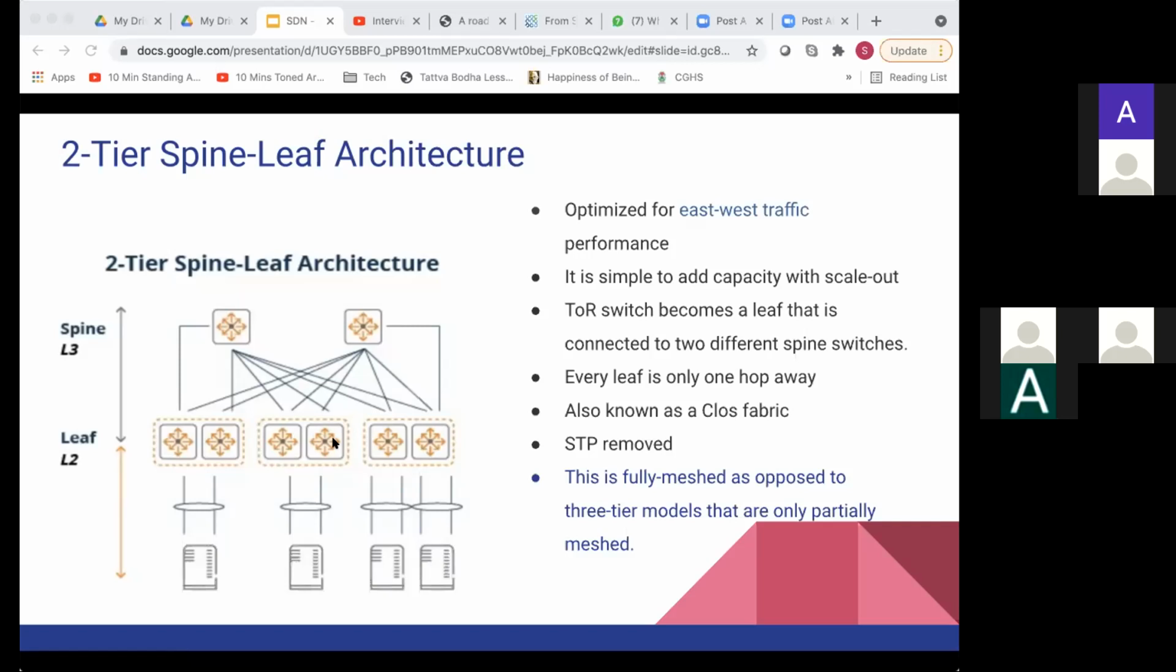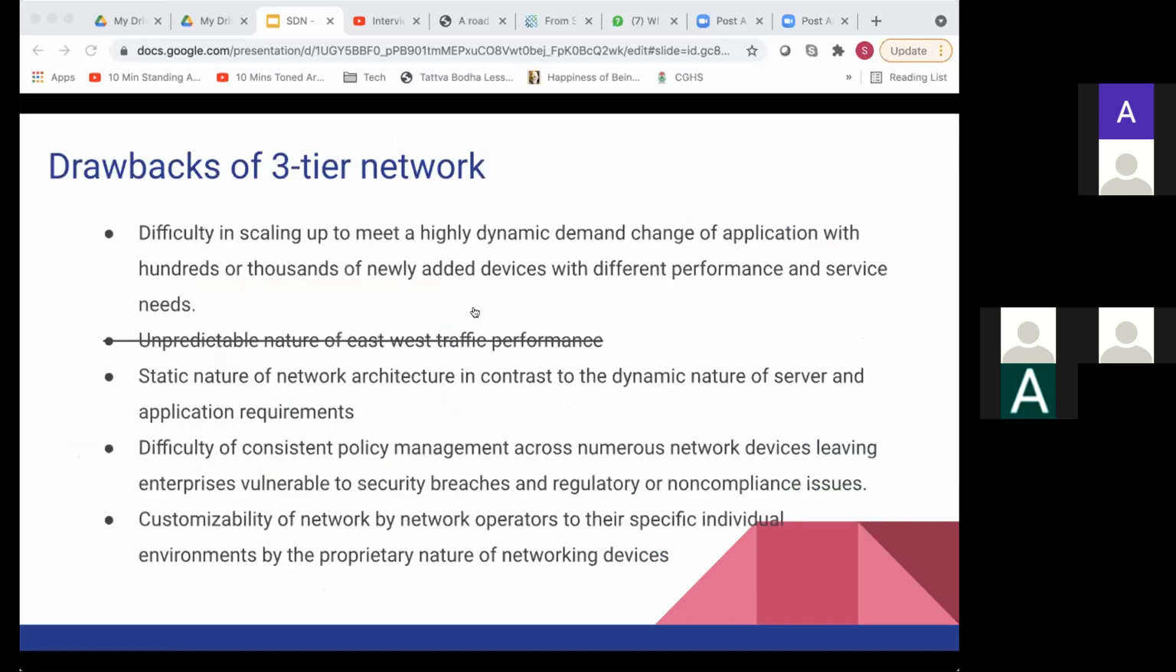Okay. So basically, even here, when you talk about the drawbacks of this, what did it solve from the three-tier network? It definitely solved the east-west traffic performance problem.